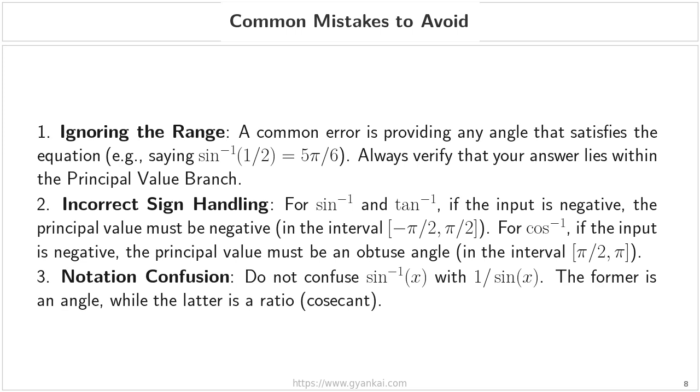Finally, let's clear up some notation confusion. It is very easy to confuse the notation for inverse sine of x with 1/sine of x. Please remember that inverse sine of x is an inverse function used to find an angle, whereas 1/sine of x is the reciprocal of the sine ratio, which is known as the cosecant function. These two are entirely different operations. Keep these 3 warnings in mind as we move forward to our final key takeaways.